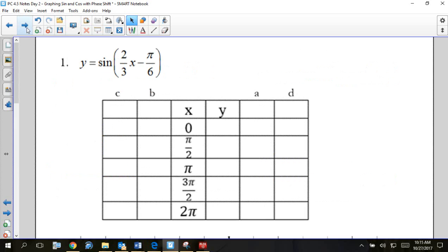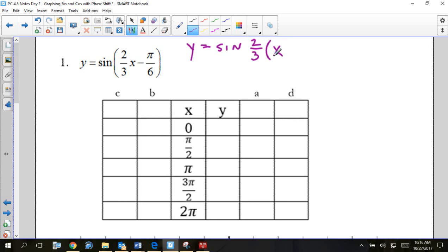Is the b in the correct place right now? No. So we have to factor that out. And what operation is factoring? It is division. Factoring is unmultiplying. So I'm going to unmultiply that 2/3. I'm going to undistribute that 2/3 from the x, and then I have to undistribute the 2/3 from the pi over 6. We have to divide it, right?